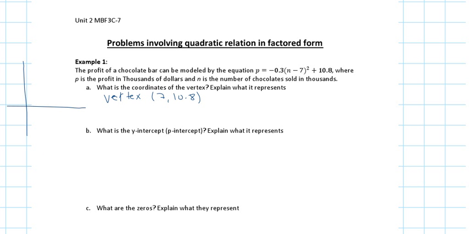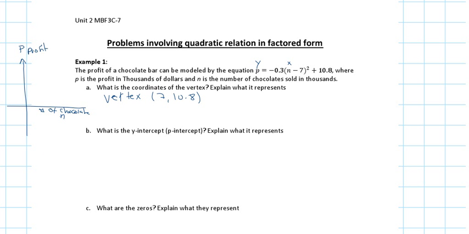P, okay, I'm asking for letters. P and N. P for y and N for x. That's right. So this is technically what we usually write, y, x. So on the x-axis, I have the number of chocolate bars sold, and on the y-axis, I have P, which is profit.